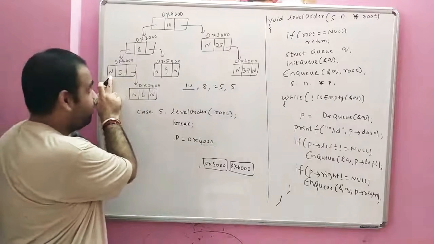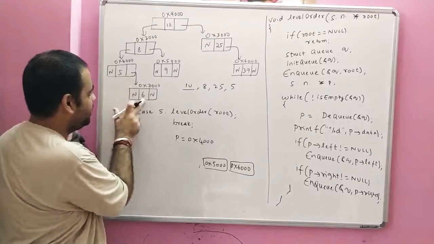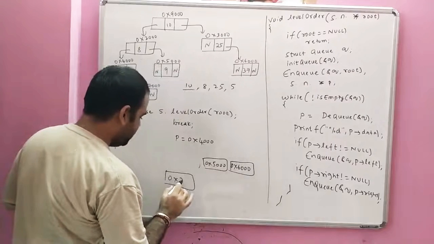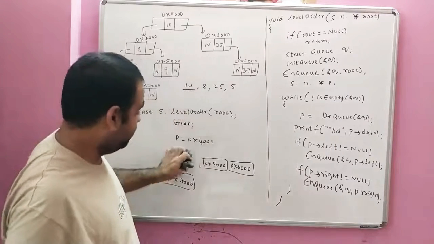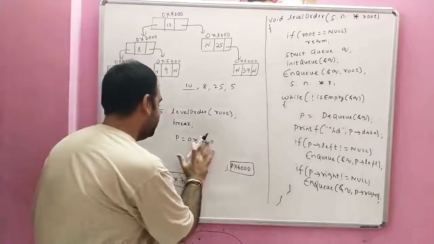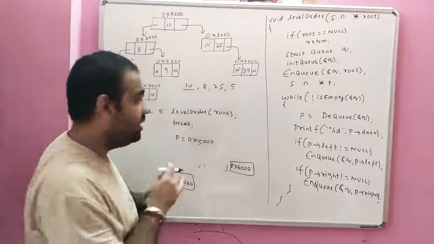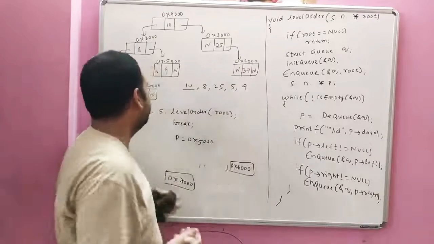Now 4000 arrow left is null. Null not equal null is false. 4000 arrow right is not equal to null. Yes, therefore you enqueue. What do you enqueue? You enqueue 7000 at the rear end of the queue. Again you say p is equal to dq. What do you dq? You dq 5000. Print 5000 arrow data. What is 5000 arrow data? 9. 9 is being printed.